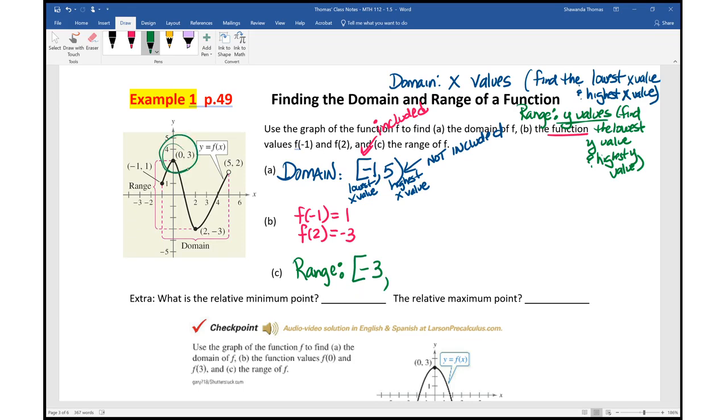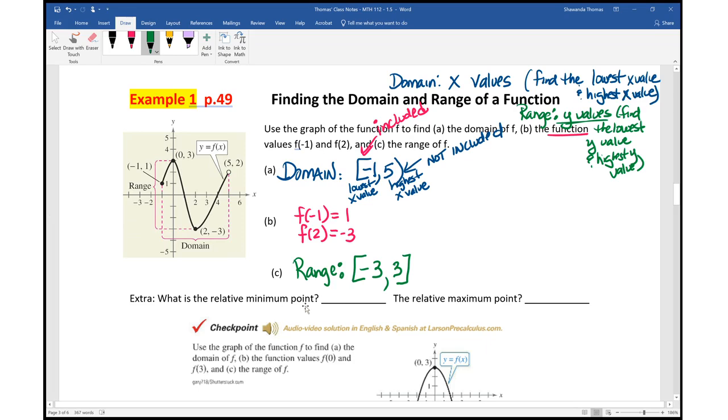Now this is the highest point on the graph here. Therefore, we will put 3 down because 3 is the y value associated with that point. It is also included. So we'll use a bracket because there was no open circle there.